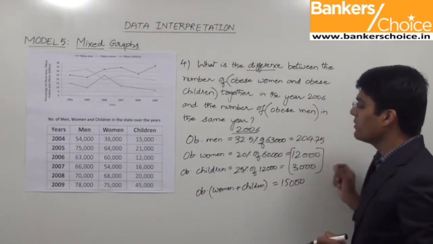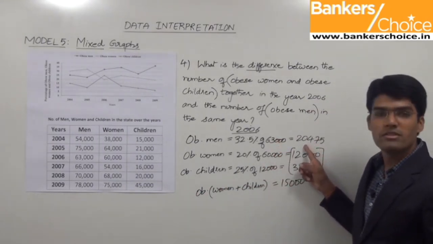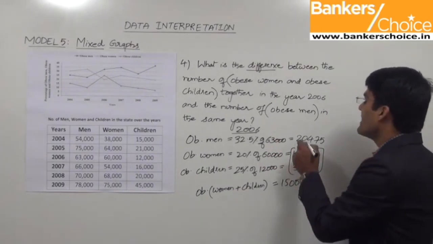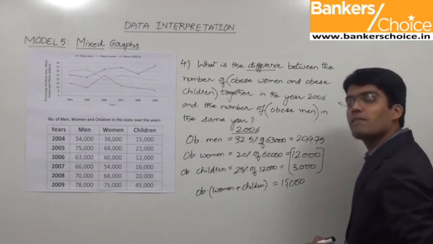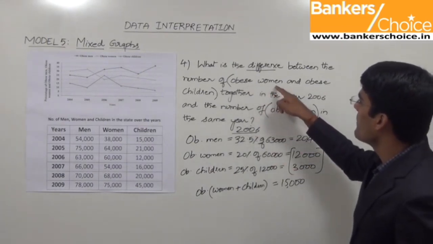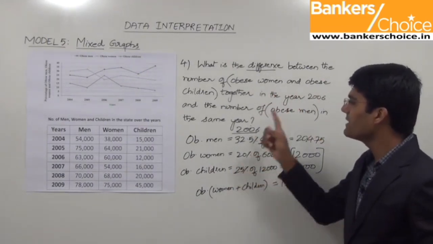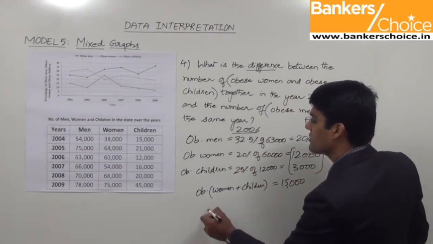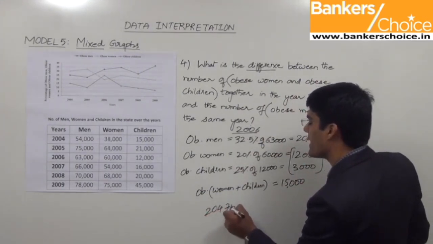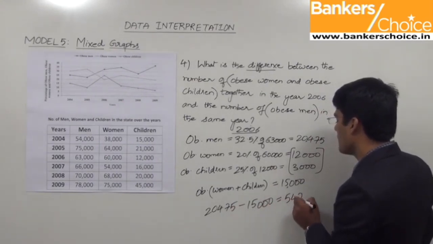Now we are supposed to find out the difference of this value with the obese men. Obese men we know is 20,475. So 20,475 minus 15,000 will give us the required answer. As the question says, difference between women and children together and men. So the difference of women and children with men has to be calculated. So that comes out to be 20,475 minus 15,000, which is equal to 5,475.